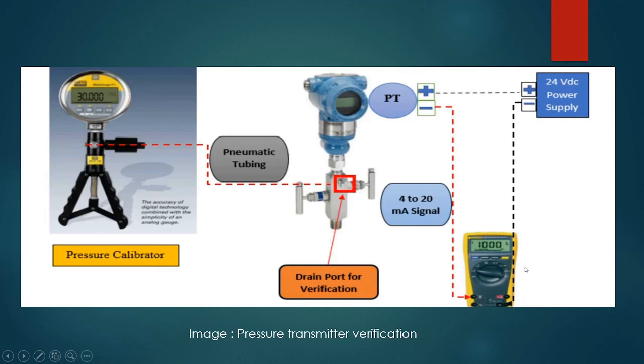As already mentioned, we already have a multimeter in the milliamp mode connected to the pressure transmitter negative terminal through the red probe, and the black probe of the multimeter is connected to the negative terminal of the 24-volt DC supply.